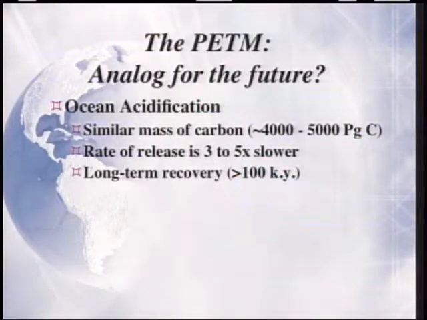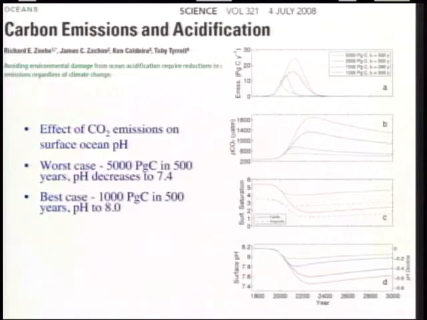So, as far as the PETM as an analog for the future, what we could say is that the mass of carbon that was released was at least equivalent to the mass that will be released, if not greater. The rate of release is slower, no question, 3 to 5 times slower, and the recovery was greater than 100,000 years in terms of ocean carbonate chemistry coming back to normal.